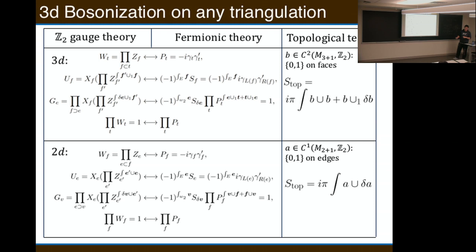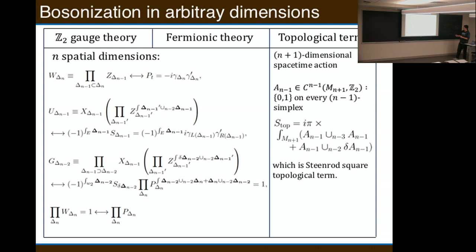We can also check what's the topological term corresponding to this mapping. In the 1+1D, we have shown that it's the A cup delta A. And in 3+1D, it turns out to be the B cup B plus this term. And this term is the so-called Steenrod square. And we can write down a general formula. Sorry, which term is the Steenrod square? This term. Okay.